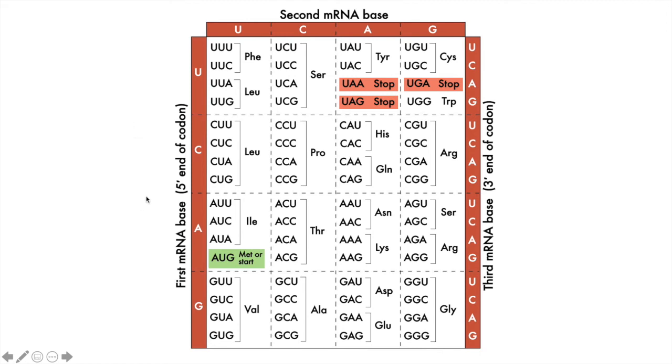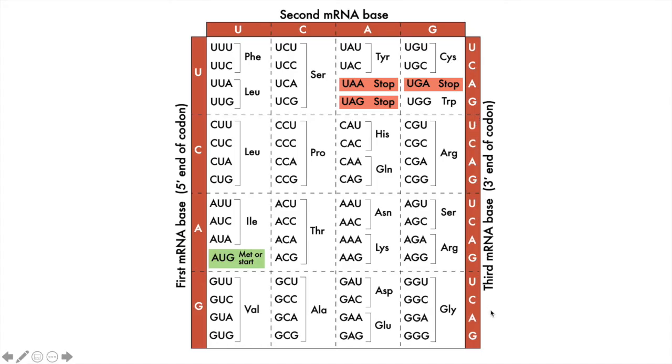are the first RNA nucleotides in the codons, starting with U, C, A, or G. The top 4 boxes all start with U, and the bottom 4 all start with G. The second mRNA base, indicated along the top of the table, follows a similar pattern for the second position in the codon, U, C, A, or G. And for the third RNA nucleotide, we look at the right-hand side of the table, UCAG, UCAG, UCAG.